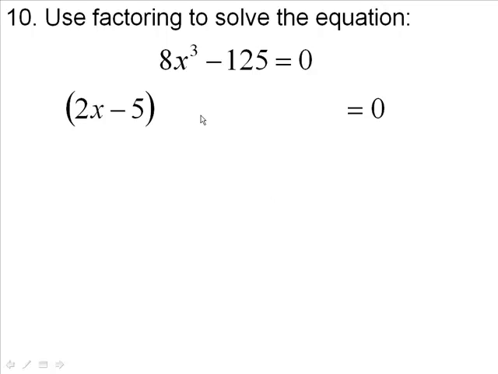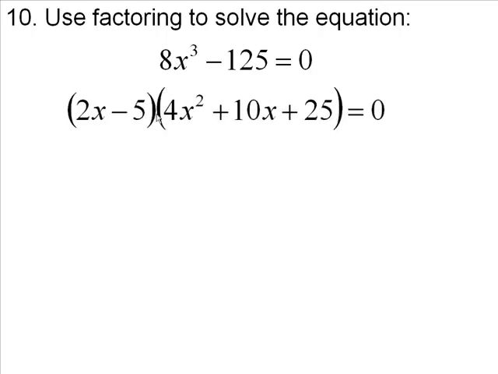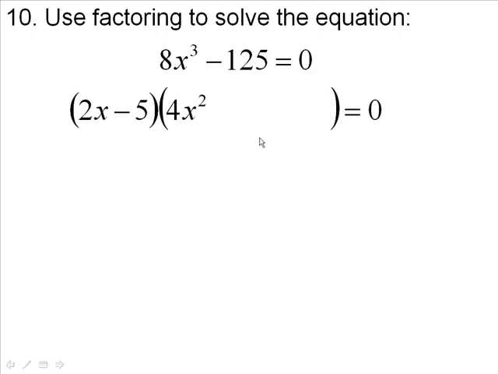Remember, 2x times what will be 8x cubed? 2x times 4x squared will be 8x cubed. And then 5 times 25 will be 125. Now your middle member here, the negative 10, comes from this. This sign stays the same, right? This sign is the opposite of this sign. So you have a plus.